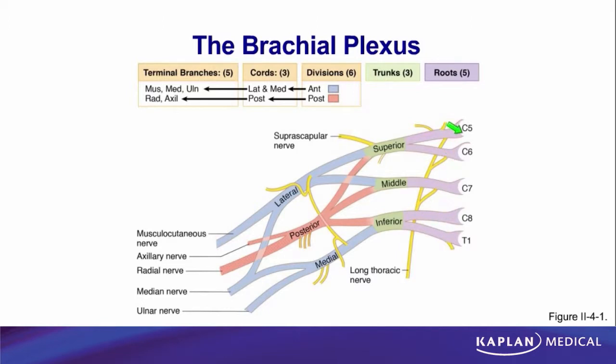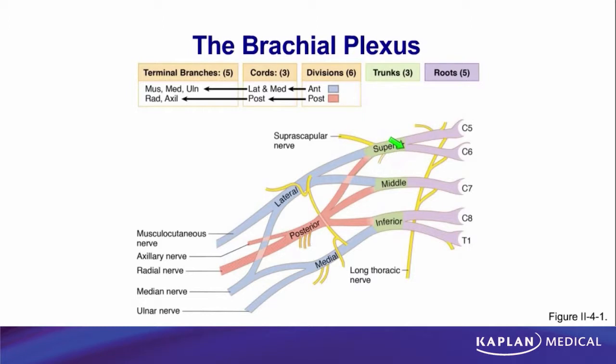After these emerge from their intervertebral foramina, they're still in the neck, and what happens is the anterior ramus of C5 and C6 gets bundled together by connective tissue to form the upper trunk. The same thing happens for the anterior ramus of C8 and T1. They get bundled together to form the lower trunk. The anterior ramus of C7 stays by itself and just changes its name to middle trunk. So now we have three trunks. We're still in the neck.